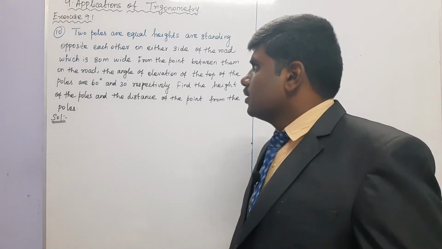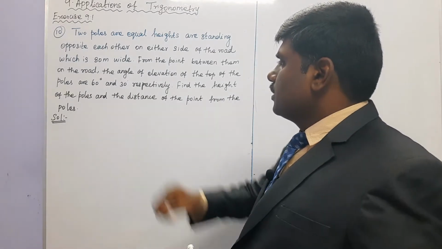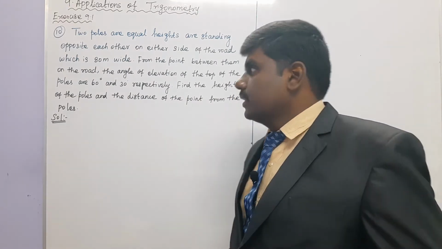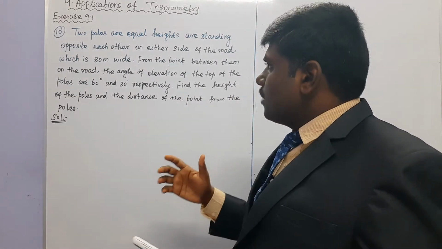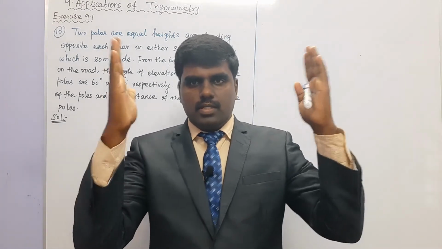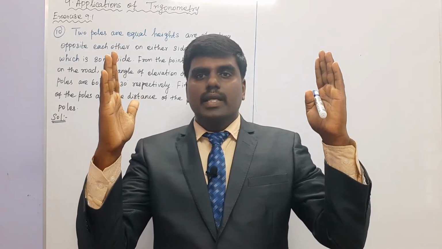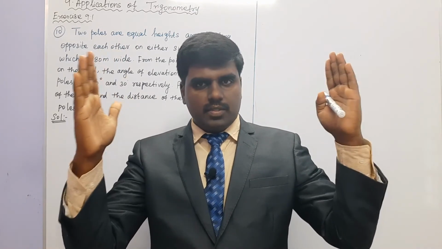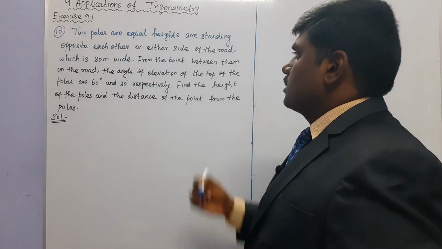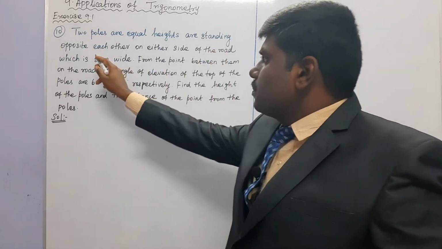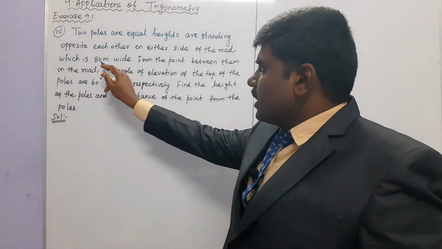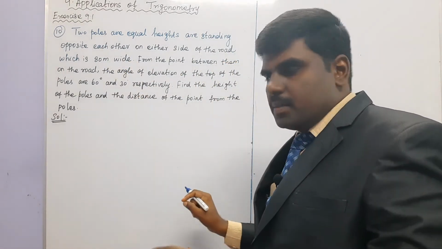Exercise 9.1, question number 10. What's the question? The two poles are of equal height, standing opposite to each other on either side of the road, which is 80 meters wide. The total width is 80 meters.